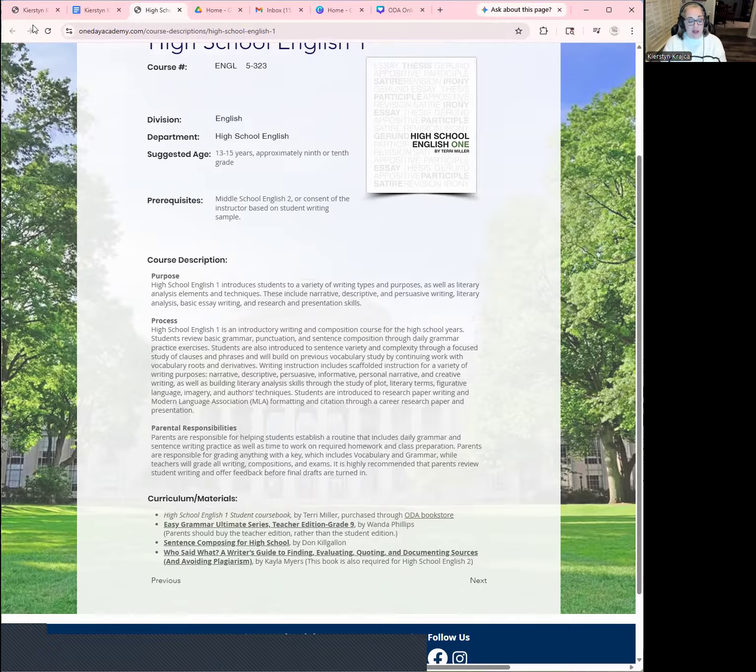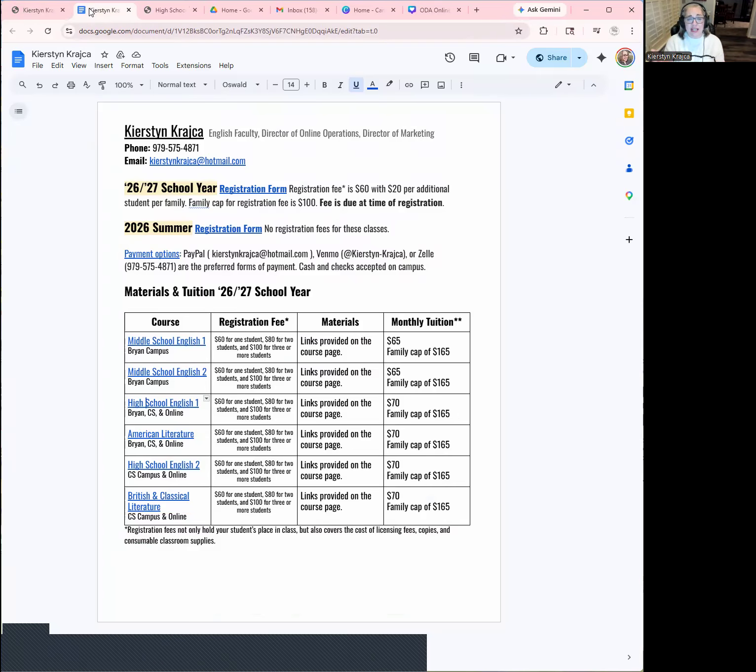After High School English 1, you have a couple options, and I would love to chat with you more about those. So if you're like, I don't know which class would be a good one, my student's already taken High School English 1, let's just chat real quick. But your student could take American Literature or potentially High School English 2.